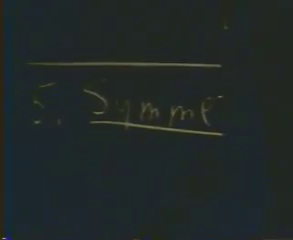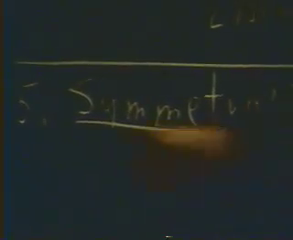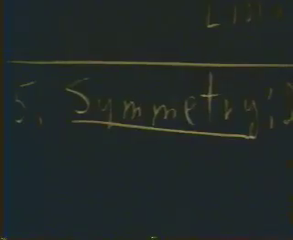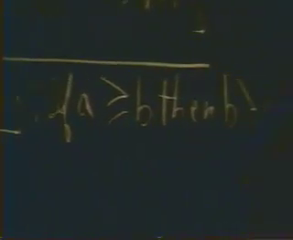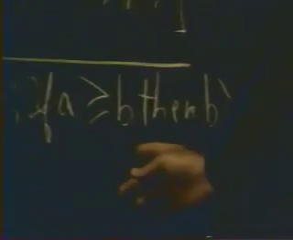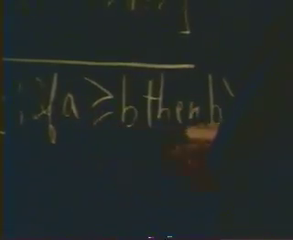To introduce this next relation, we have a fifth elementary property of relations that we want to consider, namely symmetry. A relation on a set is symmetric if for any two objects A and B in the set, if A is at least as great as B, then B is at least as great as A. Or more generally, if A bears a relation R to B, then B bears a relation R to A.